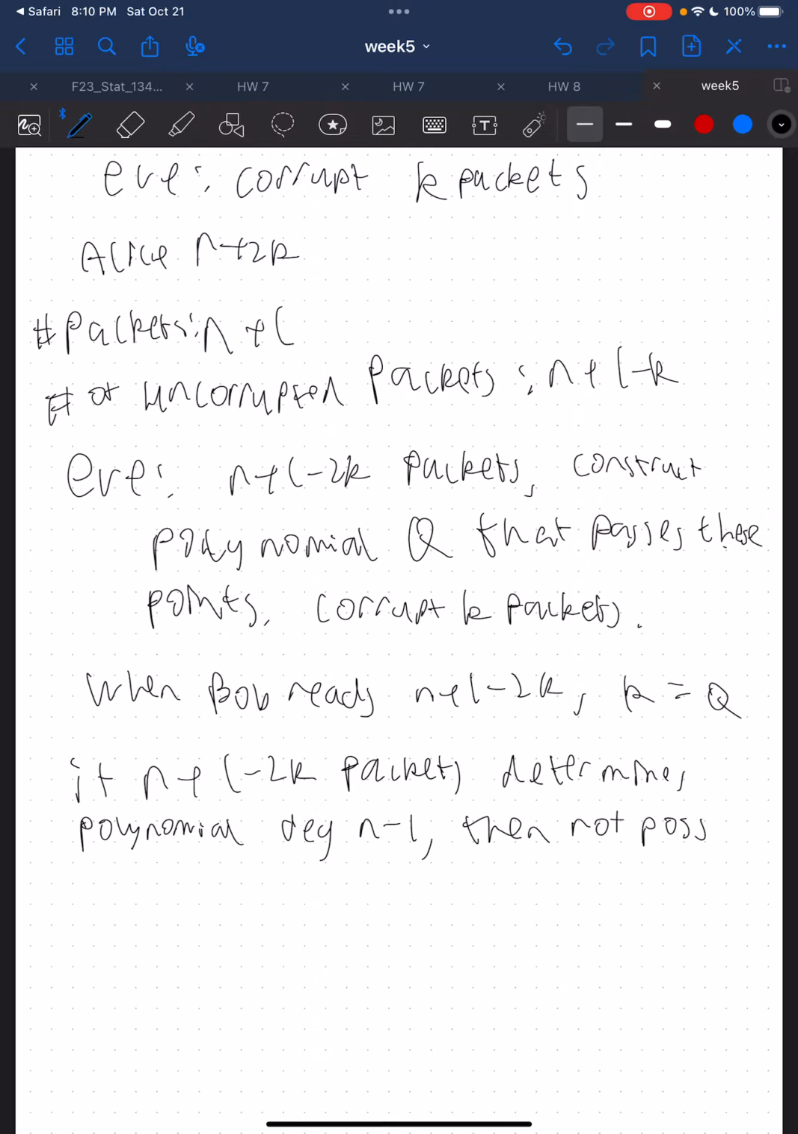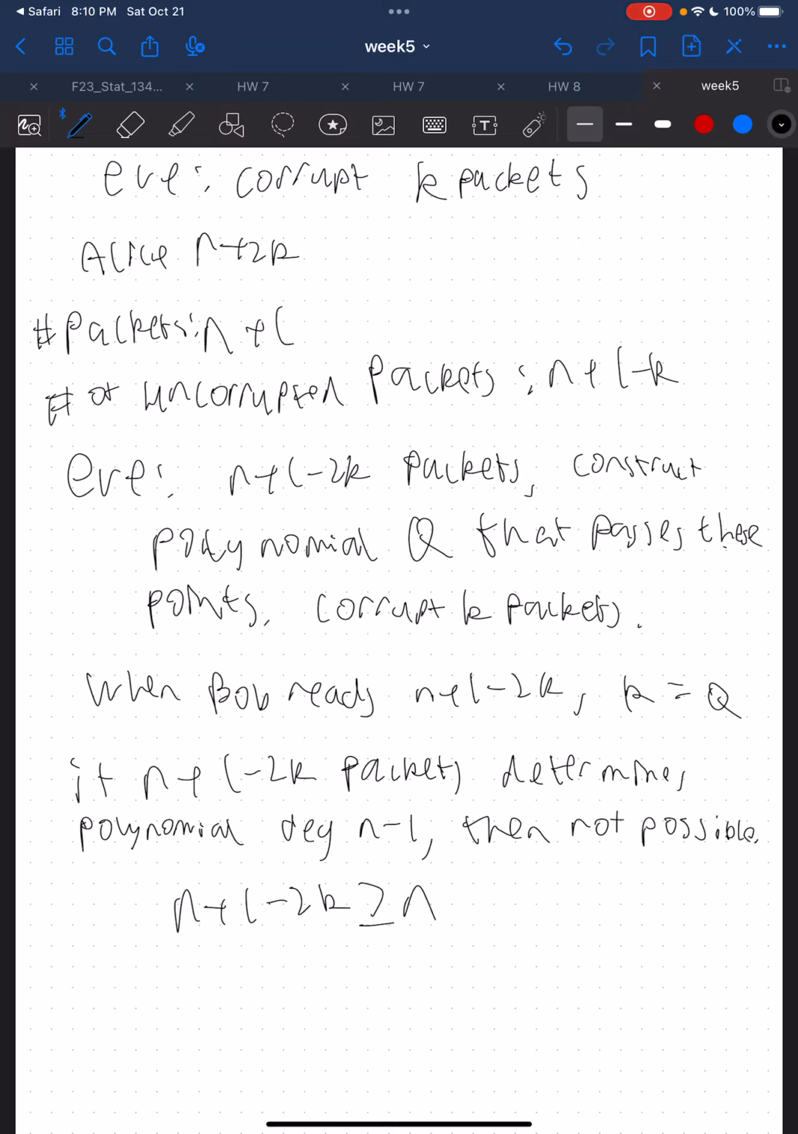Why is it not possible? Because we cannot add any extra points to change the polynomial at a point where the polynomial is already determined. If the polynomial is already determined, then we can only add points from that polynomial. This happens when n plus L minus 2k is greater than or equal to n. If so, then you can determine a polynomial of degree n minus 1 from these packets, and so Eve will not be able to corrupt additional packets.